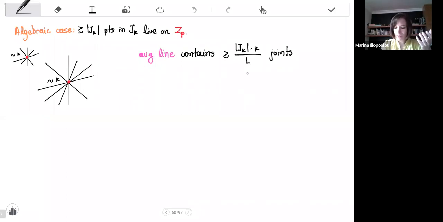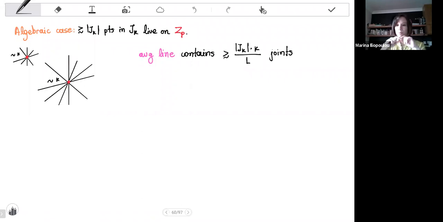And on the right, I look at the average looking line. What do I mean by average line? I mean a line that contributes the average number of joints at least. So these lines are essentially responsible for all the incidences, or for a good proportion of the incidences, and I can pretend that all of the lines are like that. So I have about k average lines through each joint.